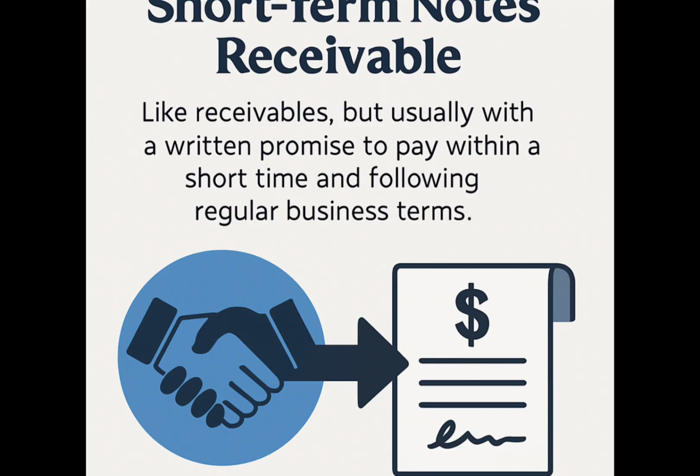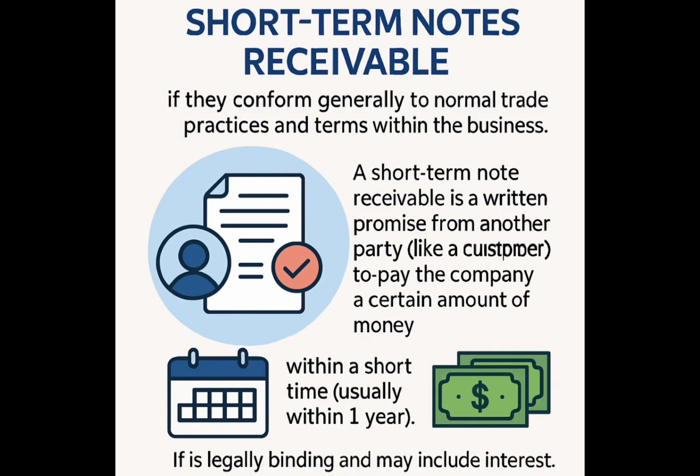6. Short-term notes receivable. Like receivables, but usually with a written promise to pay within a short time and following regular business terms. Short-term notes receivable, if they conform generally to normal trade practices and terms within the business. A short-term note receivable is a written promise from another party, like a customer, to pay the company a certain amount of money within a short time, usually within 1 year. It is legally binding and may include interest.